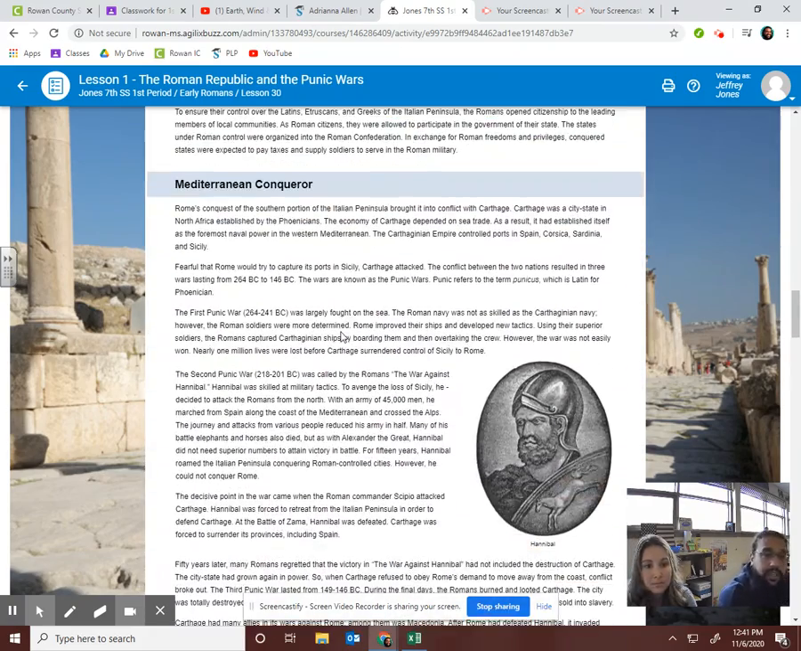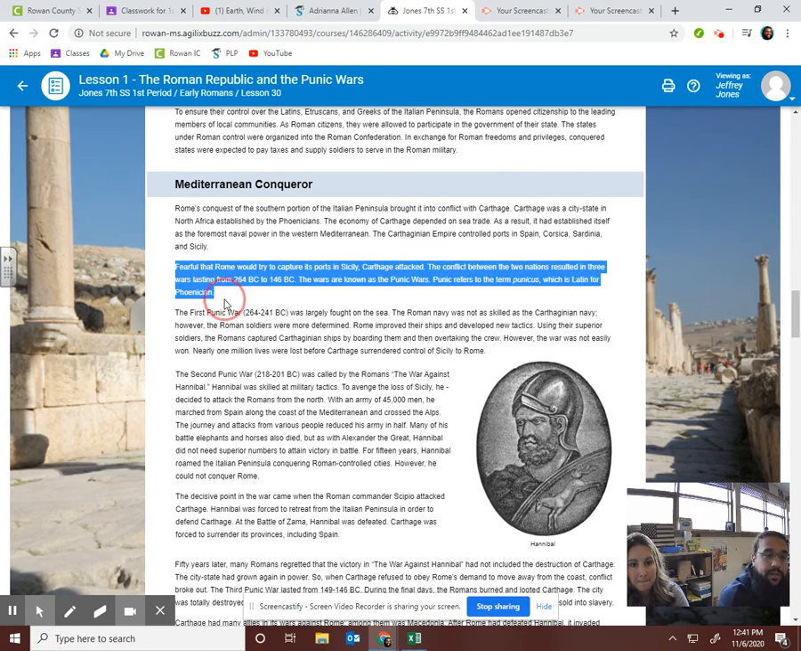Okay. All right, second paragraph, starting with the word fearful. Beautiful. Fearful that Rome would try to capture its ports in Sicily, Carthage attacked. Okay? The conflict between the two nations resulted in 3 wars, lasting from 264 BC to 146 BC. Okay? The wars are known as the Punic Wars. Okay? Punic refers to the term Punicis, which is Latin for Phoenician.